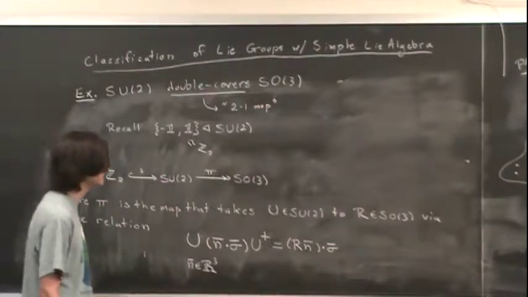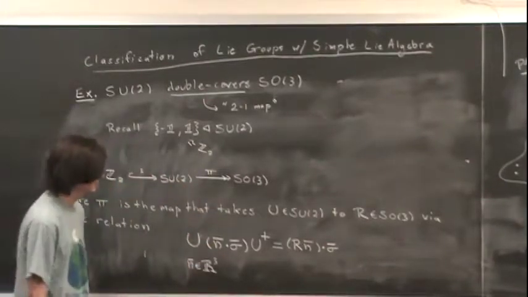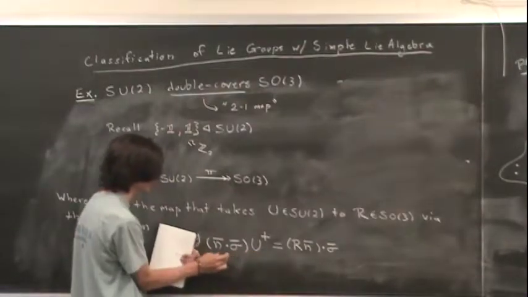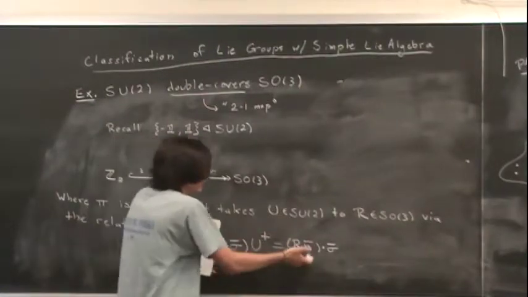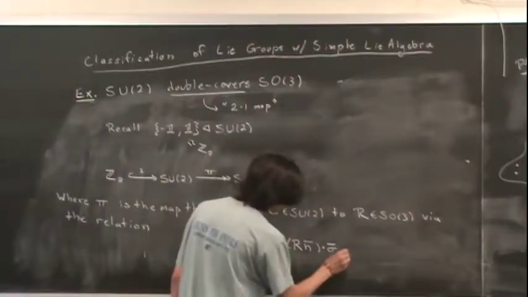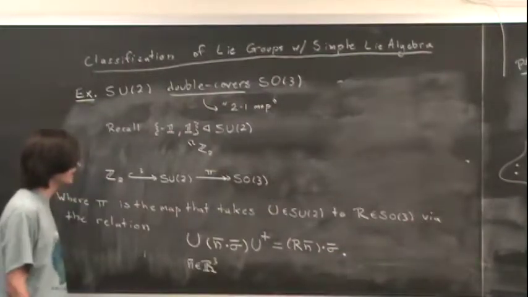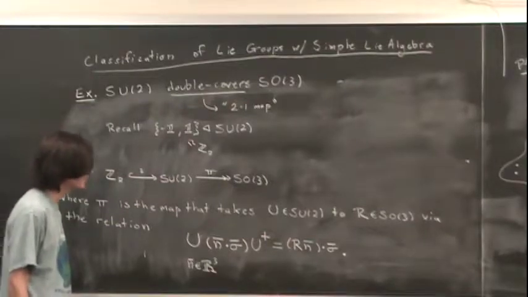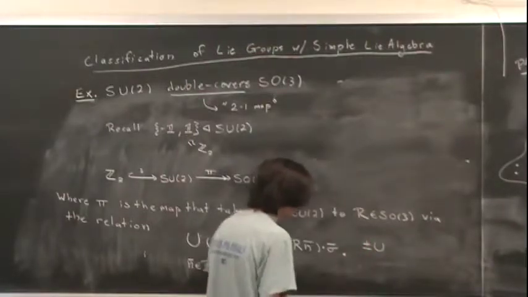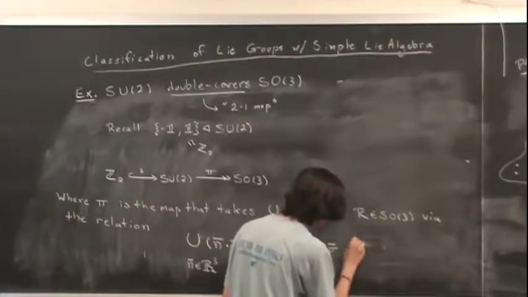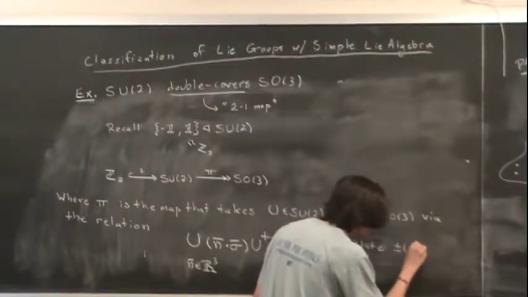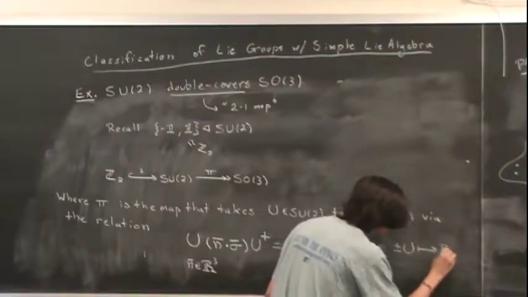So that's the idea. To figure out what the map is, to see what each element of SU2 maps to, take this combination of Paulis, take this unitary, conjugate it, we get something new, write it as a rotation on the original vector. Something that you should notice about this, though, is a note: plus or minus u actually maps to the same rotation, right?